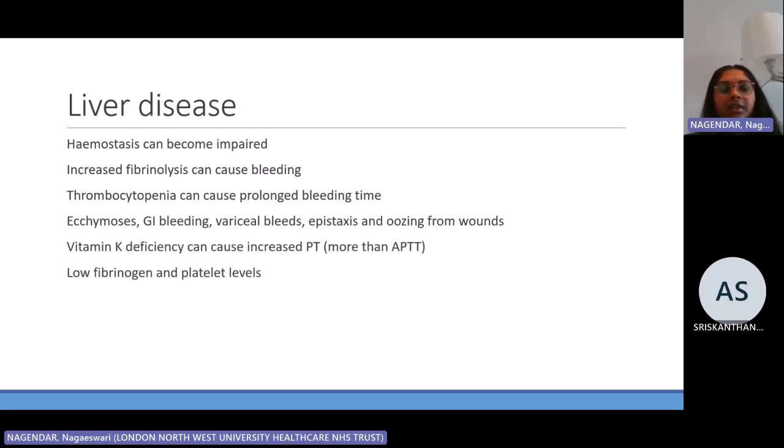Hemostasis is essentially a very fine balance between procoagulant and anticoagulant mechanisms, and things like liver disease can knock that balance off. So again, patients will often present with GI bleeding, so you look out for melena, variceal bleeds, they can be quite large, epistaxis, oozing from wounds, and bruising.